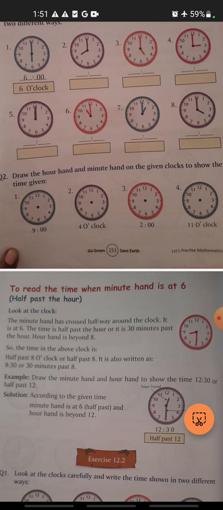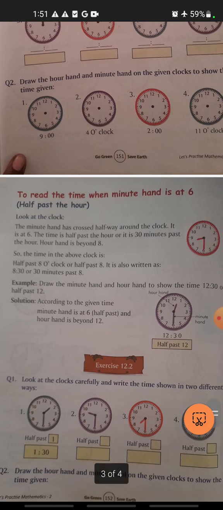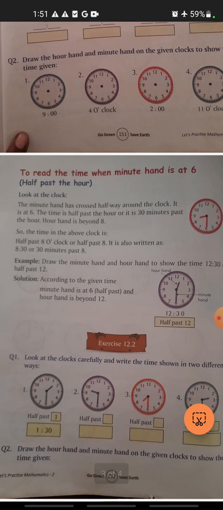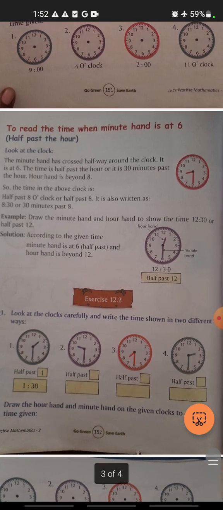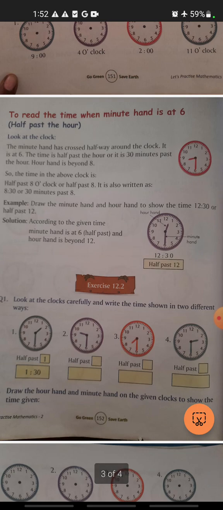Next, we will read how to read the time when the minute hand is at 6. The minute hand has crossed halfway around the clock. It is at 6. The time is half past the hour, or it is 30 minutes past the hour. Our hour hand is beyond 8. So the time in the above clock is half past 8 o'clock or half past 8. It is also written as 8:30 or 30 minutes past 8.